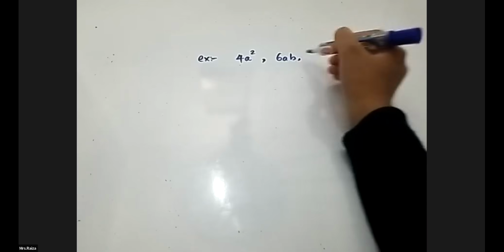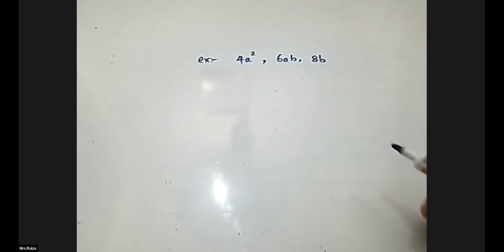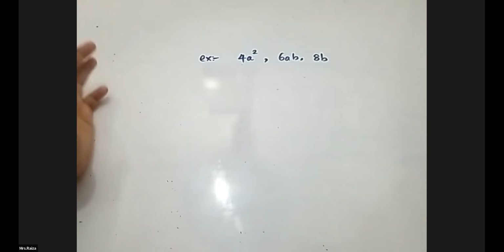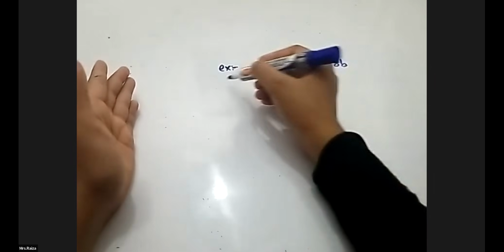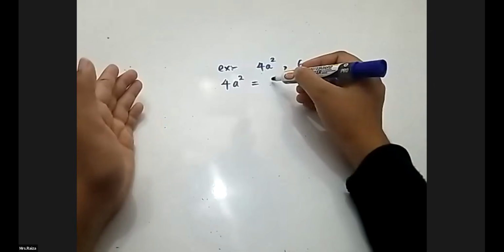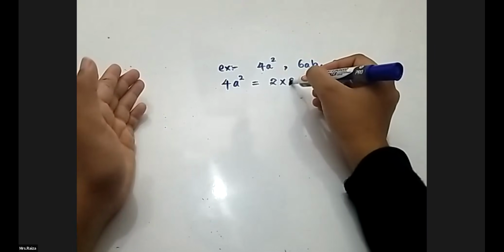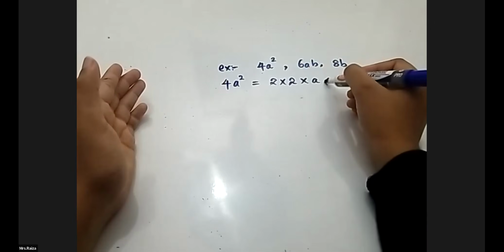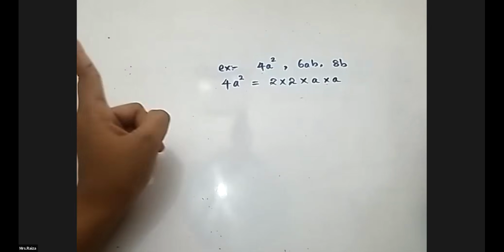These are algebraic terms. How do you get the LCM? Now, when I give a set of numbers, what did you do to find the LCM? You expanded. Here also the same thing. We expand. Look at the board. If I take 4a squared, I can expand it as 2 times 2 is 4, a times a is a squared. Listen very carefully. Don't get distracted.